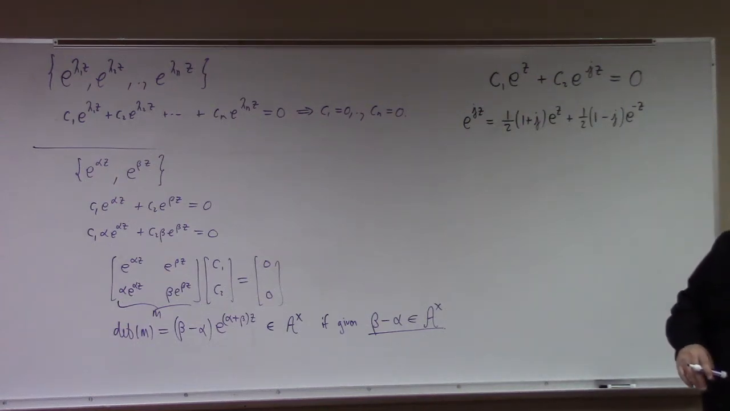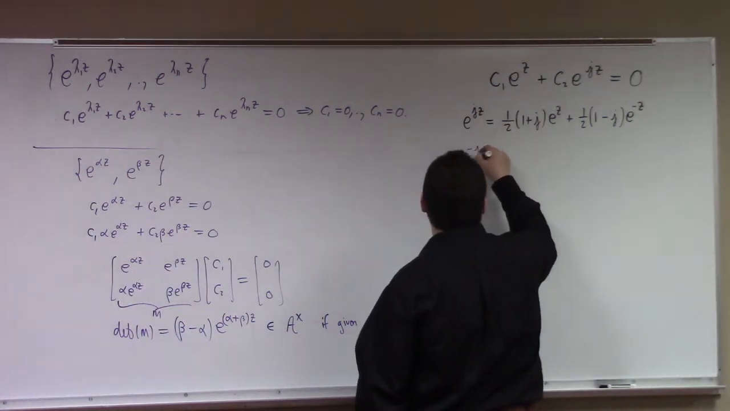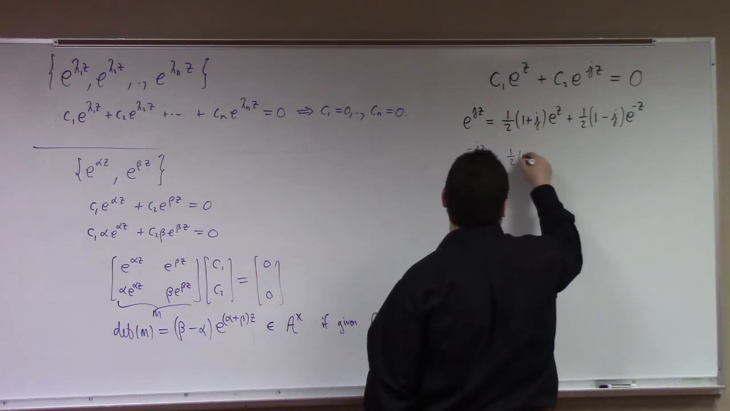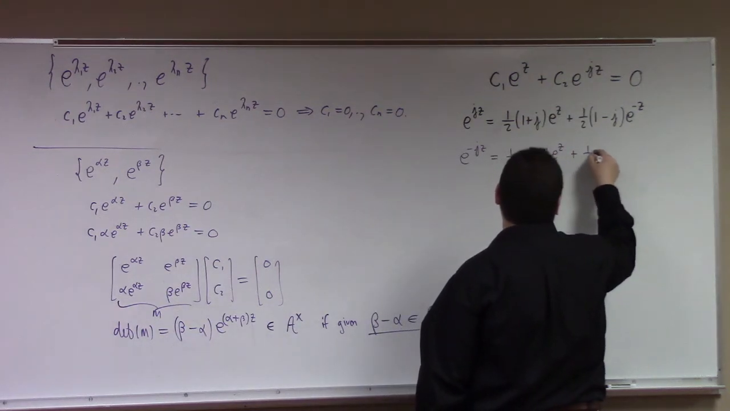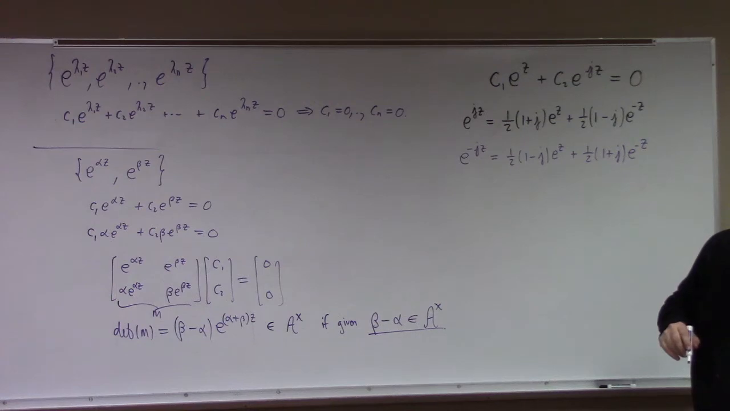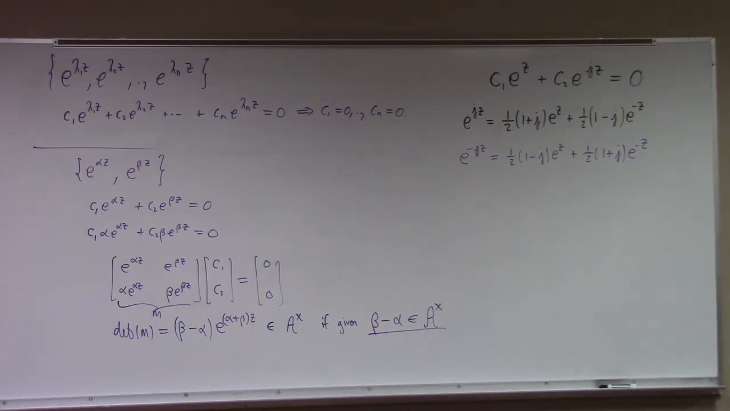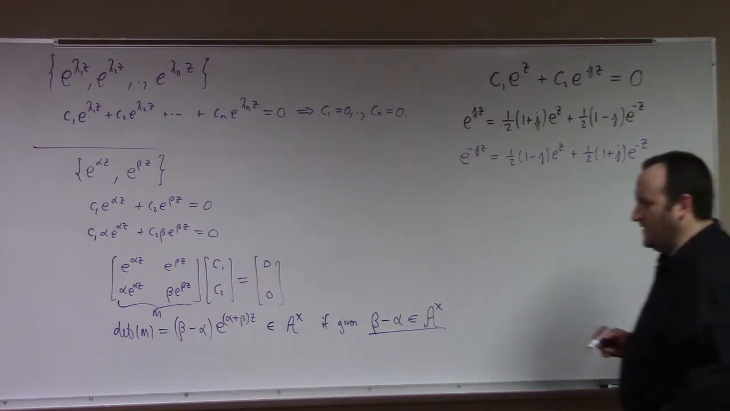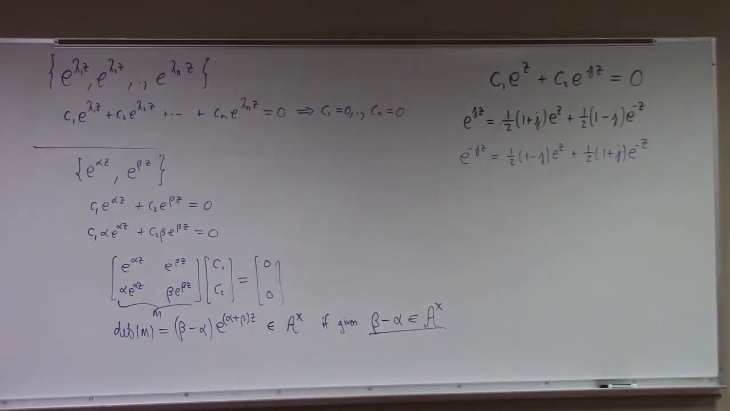I also have the formula e to the minus jz is equal to 1/2 of (1 minus j) e to the z plus 1/2 (1 plus j) e to the minus z, I think. Yeah. If you take these and you add them, what do you get? Oh, I don't know. But that's not what I need. I was hoping that this would still be non-zero. I'm a little disappointed in this calculation. I was not expecting that this would fail.